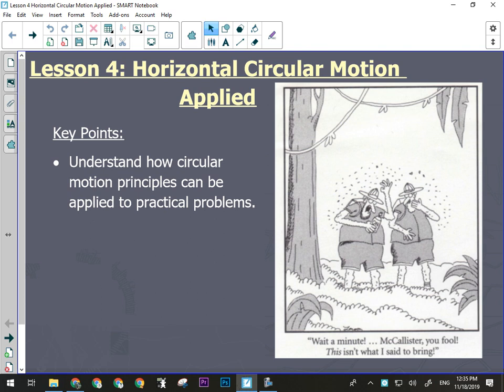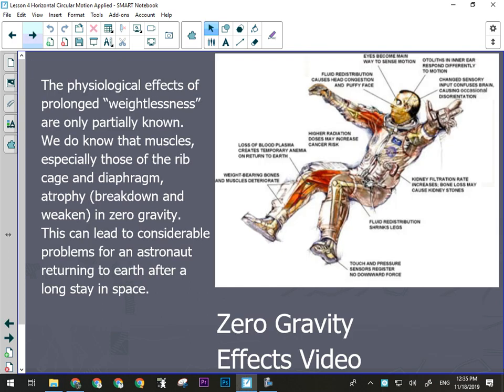That's a long time to be in zero gravity, because being in zero gravity has some pretty severe effects on the human body, because of course the human body evolved in a 1G environment. A lot of the things in our body depend on gravity. So we're going to look at how circular motion principles can be applied to practical problems. So, effects of zero gravity on the human body.